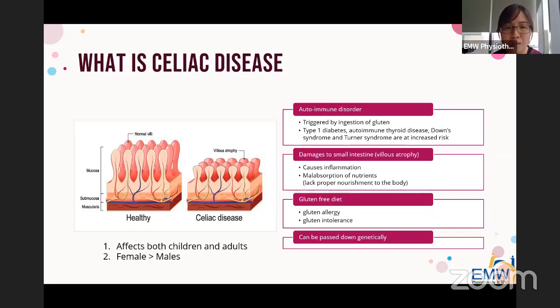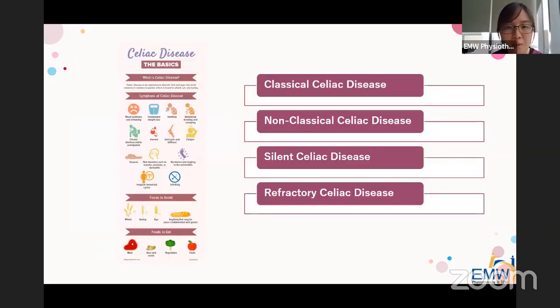Because there isn't any specific treatment, these patients have to follow a strict gluten-free diet. This condition can also be passed down genetically. It affects both children and adults, much more in females than males. There are 4 different categories of celiac disease: the common one is classical, followed by non-classical, silent, and refractory celiac disease.